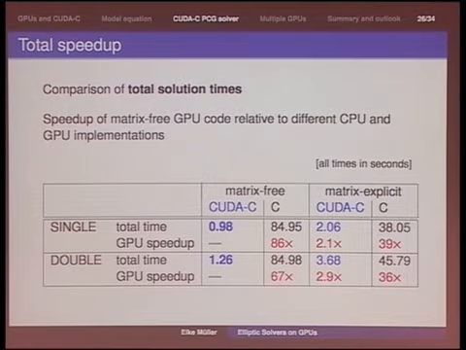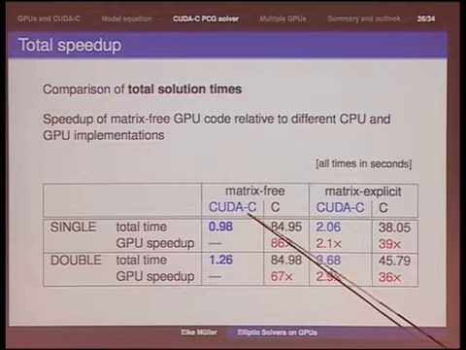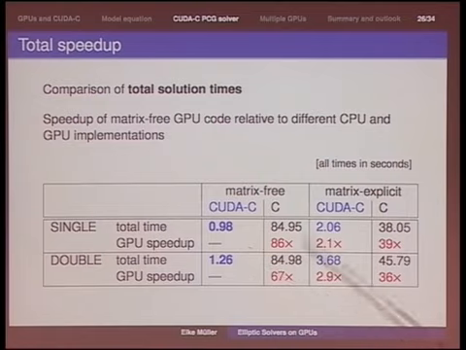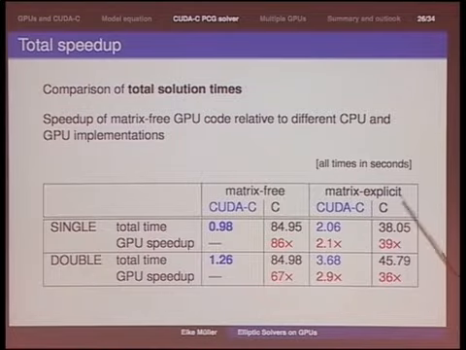Okay, so looking at the total times, what I did here is I looked at the best matrix-free code we have on the GPU. This is the blue and bold results here, and then also the matrix-free code on the CPU, and then I compared to the matrix explicit code on the GPU and on the CPU.